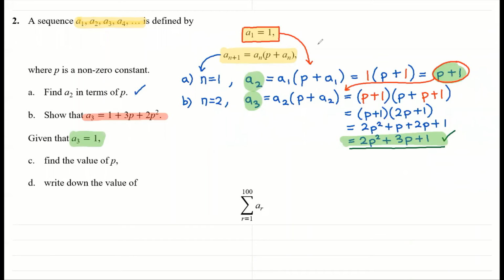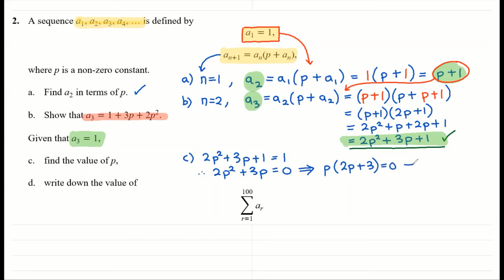So for part C, we'll set 2P squared, add 3P, add 1, equal to 1. So the 1s will cancel. So therefore, 2P squared added to 3P must equal 0. I'll just move across over here. So that implies, if we just factorize it, that P, which is the only factor I can take out, multiplied by 2P plus 3 must equal 0.